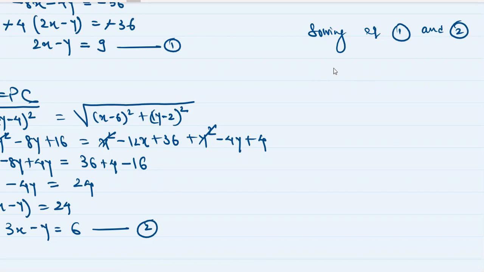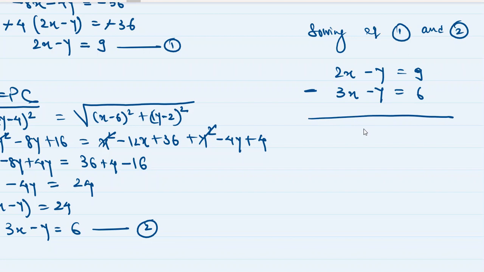Let's subtract these two equations. Okay, so 2x minus y is equal to 9 minus 3x minus y is equal to 6. I'm solving with the method of equating coefficients. Elimination by equating coefficients. The coefficients of y are already equal, but their signs are same, so that's why I'm subtracting. So 2x minus 3x will be minus x, minus y plus y will cancel, and 9 minus 6 will be 3. So x is equal to minus 3.